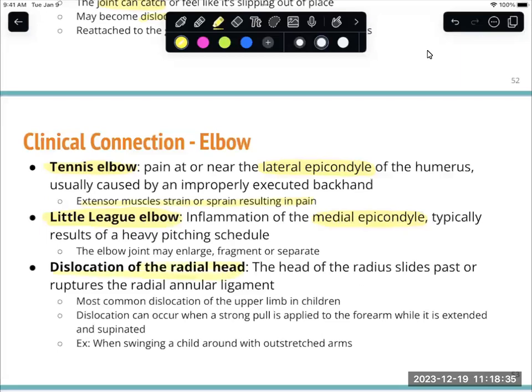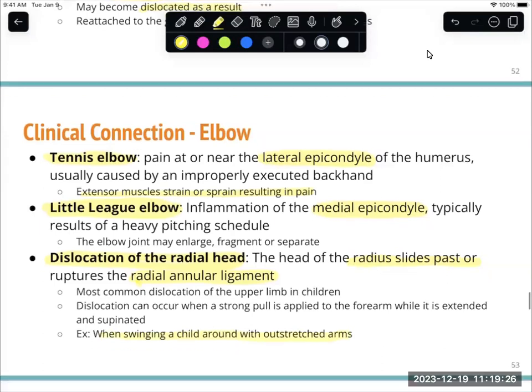Dislocation of the radial head. We saw that picture above of that radial head that's sitting inside that ligament. This is why they say not to swing little kids around with an outstretched arm. This is also known as nursemaid's elbow. It's when that radial head slides outside of that annular ligament that is holding that radial head in place. It is the most common dislocation in young children. Swinging children can cause that radial head to come out of that annular ligament. And then it's extremely painful for those kids, and they have to manipulate it to put it back into place, which is also very painful.